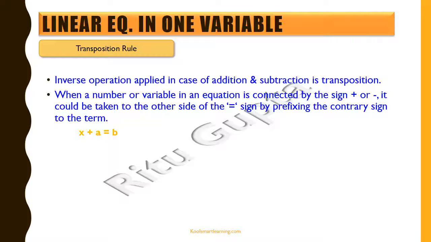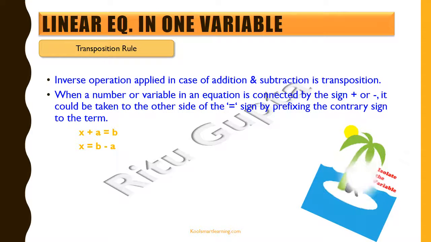So if x plus a is equal to b, and we want to take a to the right hand side, x becomes equal to b minus a, and this is called the transposition rule. Now, why do we want to do this transposition? Because we want to isolate the variable x. If we have to find the value of x, which in the case of a linear equation will be only one value, we need to isolate x. That is why we use these transposition rules.